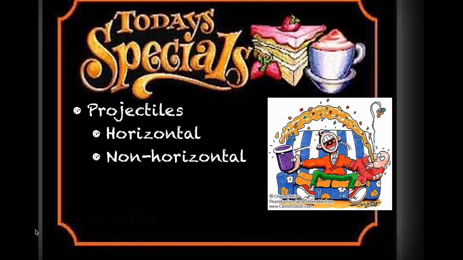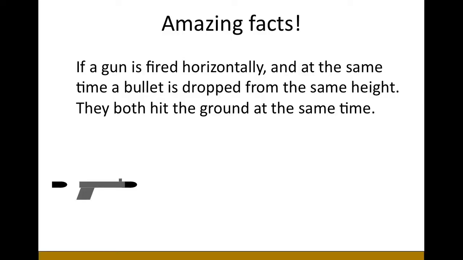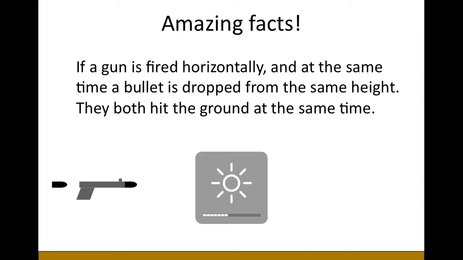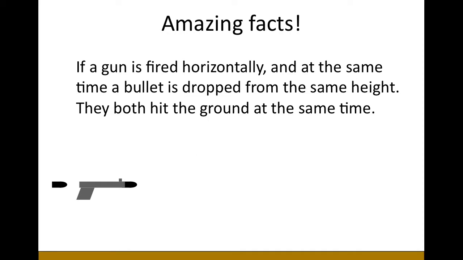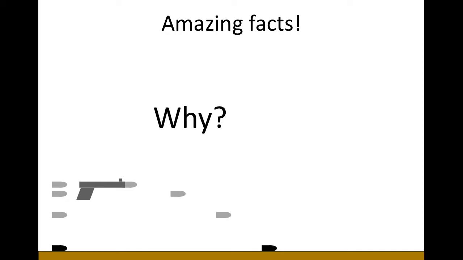So today we are going to be talking about projectiles, both horizontal and non-horizontal. Here is a really cool fact. If a gun were fired horizontally and at the same time a bullet is dropped, and the bullet is exactly the same size, same model, everything, if it was dropped from the same height, they both would hit the ground at the same time. The question is why?